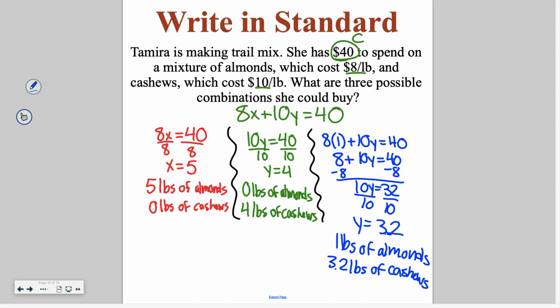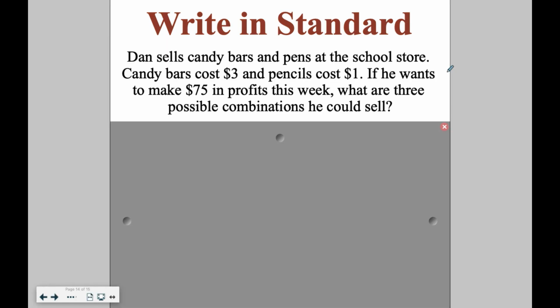So you have to go through and find another set that works. You should always find the x and y intercept, and that third one is any possible combination that could allow you to solve the problem. Go ahead and try this one on your own.